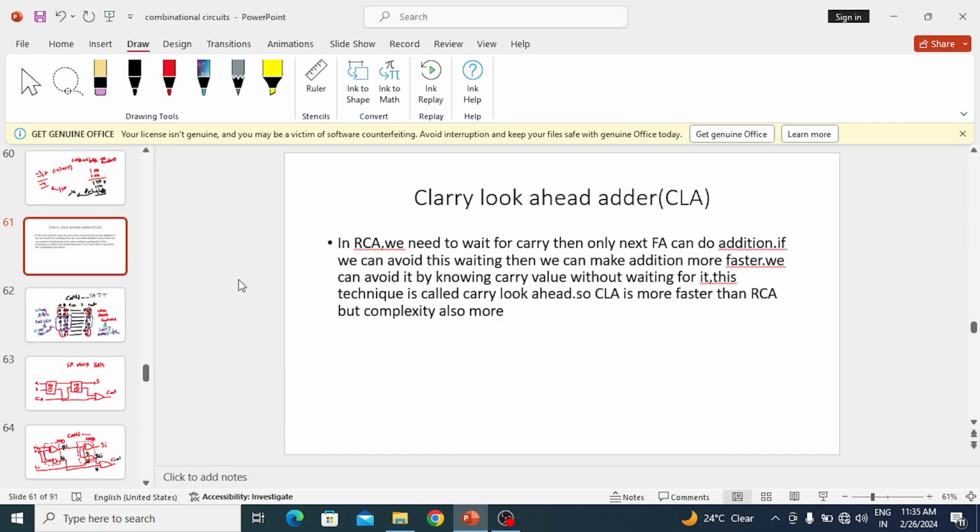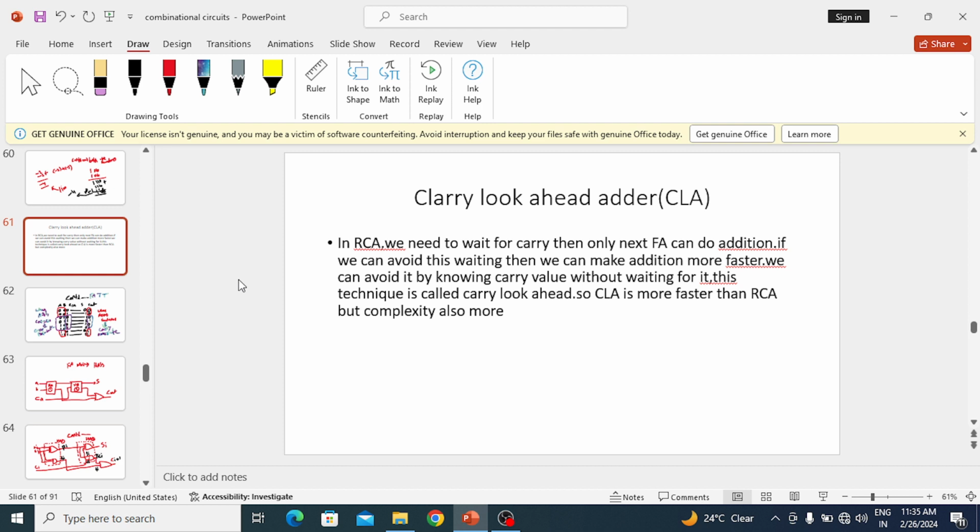In this lecture, we'll discuss the carry look ahead adder. It is also a parallel adder. In the ripple carry adder and even in the adder subtractor, both need to wait for the carry. The next full adder can do addition only when the previous full adder provides the carry. Until then, it has to wait.